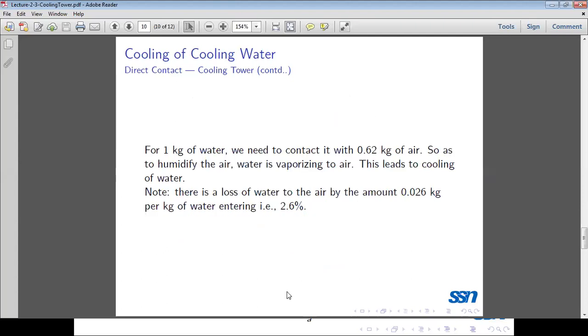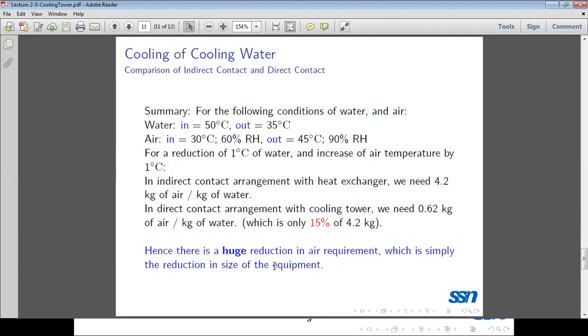Since we have less time, I cannot elaborate on this. Those who can understand, please go through the calculation. With the indirect heat transfer arrangement, having the water in a tube and the air circulating in another surrounding tube, you need 4.2 kg of air per kg of water. This is easily understandable because of the specific heat ratio.